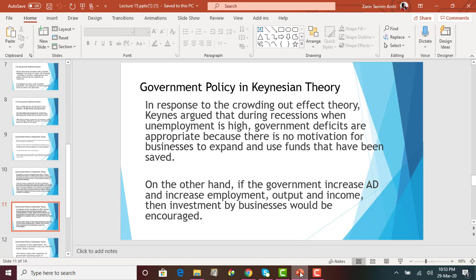So that's why it makes more sense for the government to use that fund to give a push to the economy in order to move it forward. Okay, so government can go and increase the AD, which in turn will increase investments.